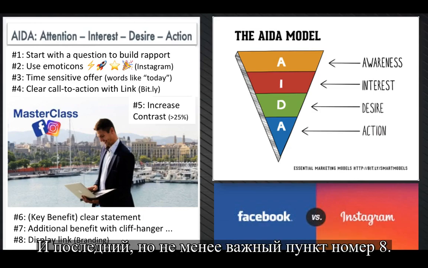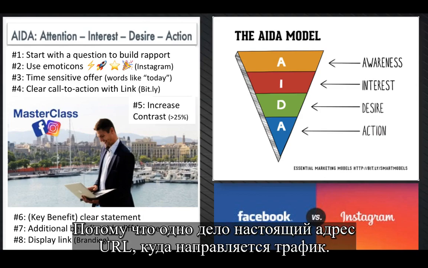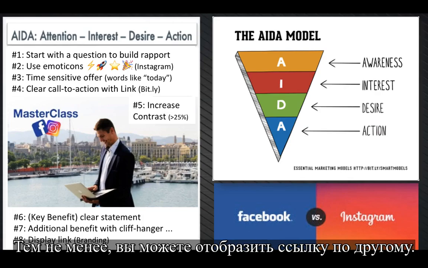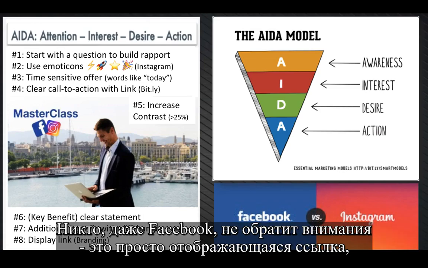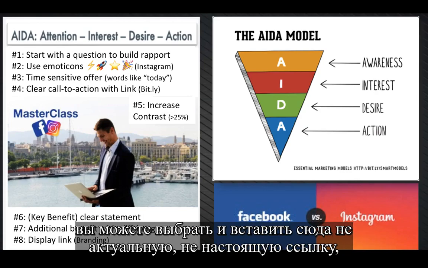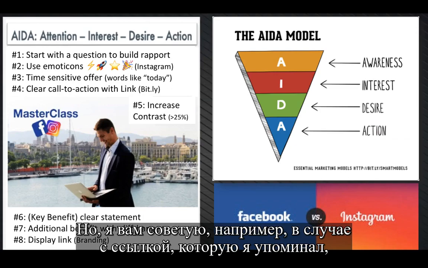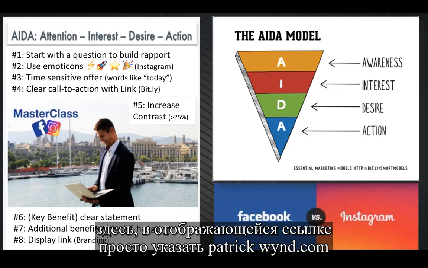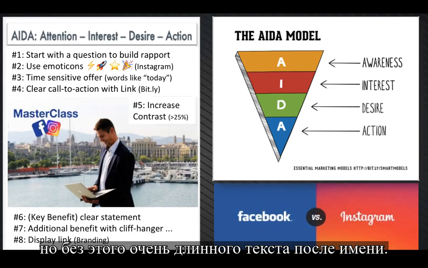And then last but not least, point number 8, I also wanted to recommend to adjust this display link, because one thing is the real URL where you drive the traffic to, for example, patrickwinn.com/online course, okay? However, you can put another display link here. You can put here whatever you want. You could theoretically put here vienna.com. No one, like Facebook, wouldn't care. It's just a display link that you could choose here, which is not the actual link where you really drive the traffic to, okay? But what I would recommend, for example, in the case that I mentioned, driving traffic to patrickwinn.com/online course, here in the display link, I would probably just give them patrickwinn.com, okay, which is very good for branding, but without this very long text afterwards.